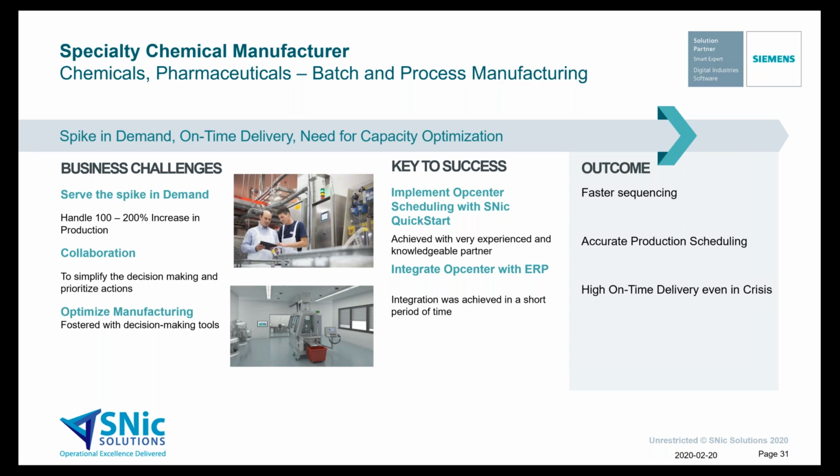So delivery is a challenge, and capacity optimization is a challenge. The way they have been able to quickly use advanced planning and scheduling, as well as some of the intellectual property that we have built on advanced planning and scheduling systems available from Siemens. The outcomes have typically been faster sequencing, very accurate scheduling, but very high on-time delivery, even in a crisis mode.